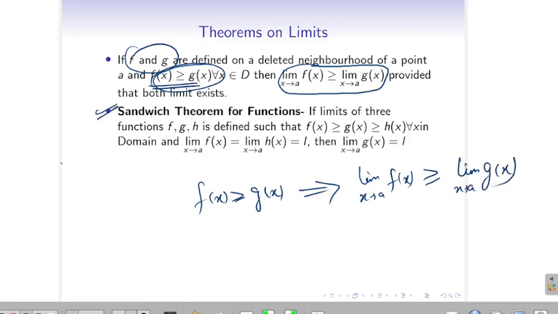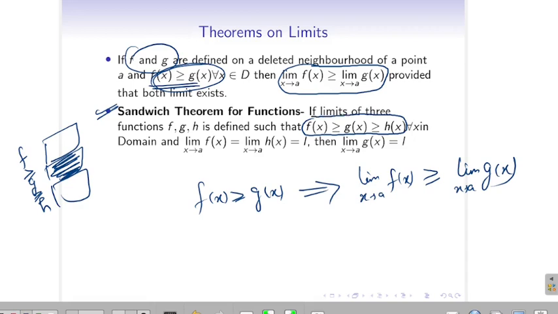Next theorem is the sandwich theorem. As we know, in a sandwich we have two breads, and inside the bread we have some stuff. So this is used here. If you have functions f, g and h such that f is greater than or equal to g and g is greater than or equal to h for all values of the domain, as given here, then what will happen? If the first limit is equal to L and the third limit is also equal to L, as mentioned here, then we can say that the middle limit will also be equal to L. This is called the sandwich theorem.